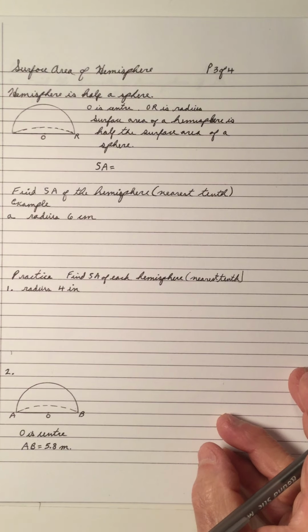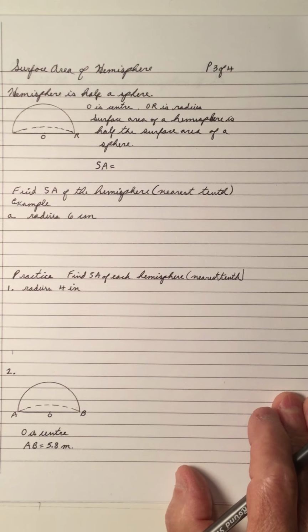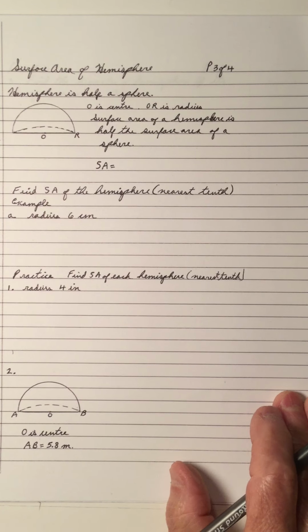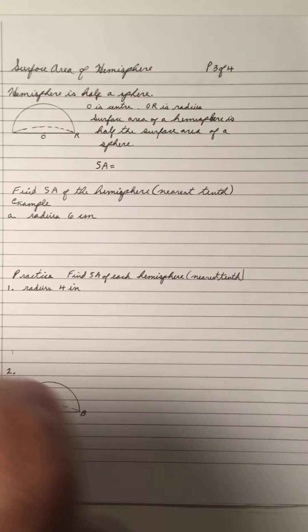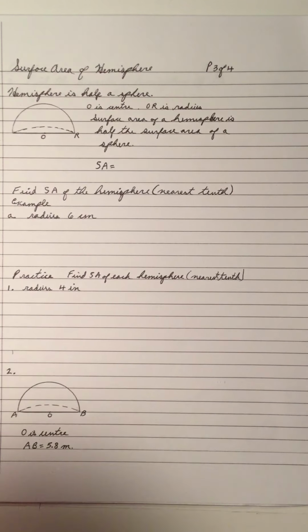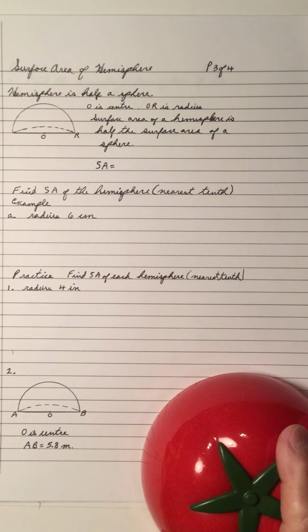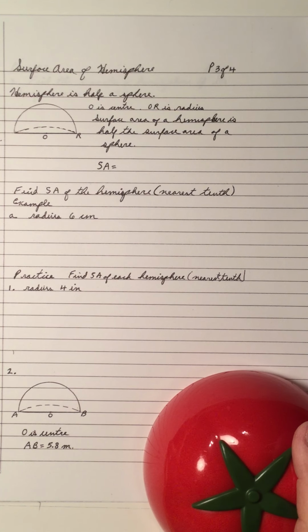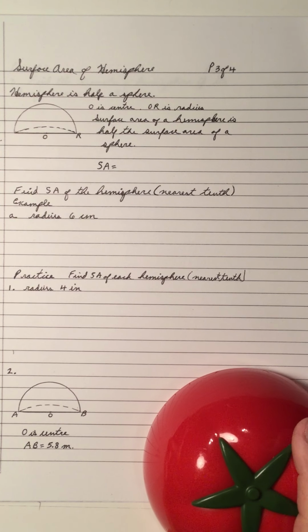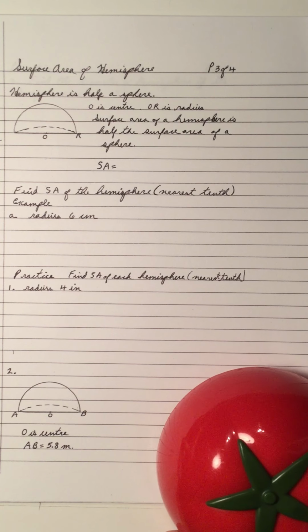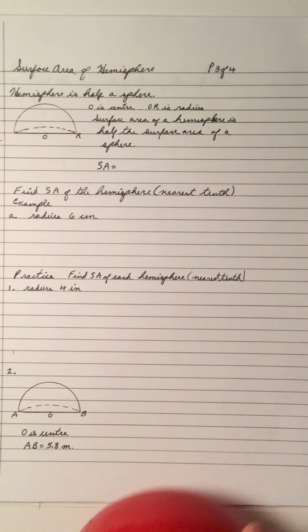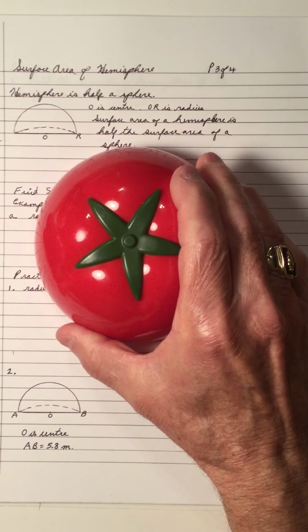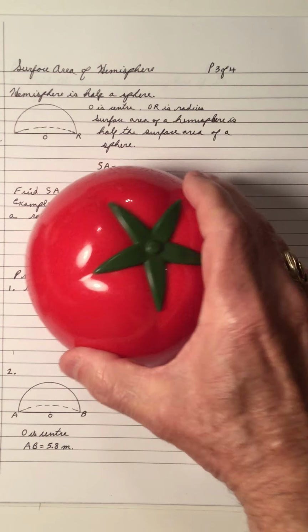Let's continue. What about the surface area of a hemisphere? Some people ask, why do you call it H-E-M-I, and not S-E-M-I, semi? Well, it all depends on the Greek language and which language you want to use, but most people call it a hemisphere. What I have here now is an object that's representing a hemisphere.